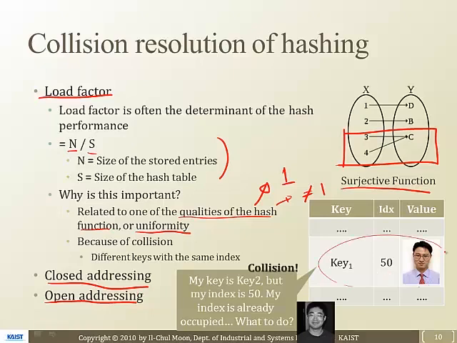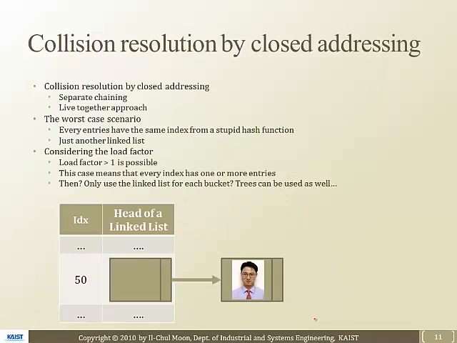For example, if this guy occupies the array index of 50 and key 2 comes in and my index is 50, where am I supposed to go? You are already there, and can I just remove you? Of course you cannot. Why is that? Because this information can be valuable, so we cannot just remove it. So we have to store it somehow here in the table with alternatives. Collision resolution by closed addressing is called separate chaining, and it's more like a living together approach.